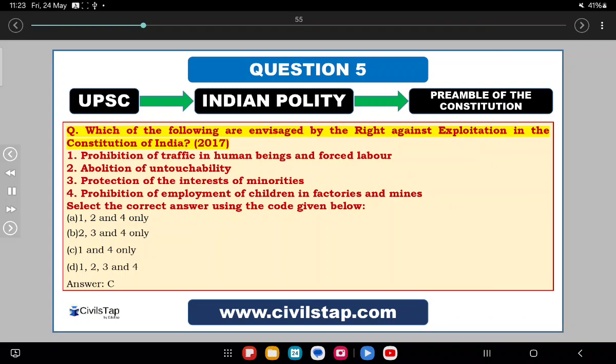3. Q. Which of the following are envisaged by the right against exploitation in the Constitution of India? 2017. 1. Prohibition of traffic in human beings and forced labor. 2. Abolition of untouchability. 3. Protection of the interests of minorities. 4. Prohibition of employment of children in factories and mines. Select the correct answer using the code given below. A, 1, 2 and 4 only. B, 2, 3 and 4 only. C, 1 and 4 only. D, 1, 2, 3 and 4. Answer, C.